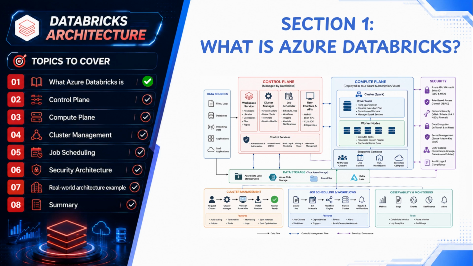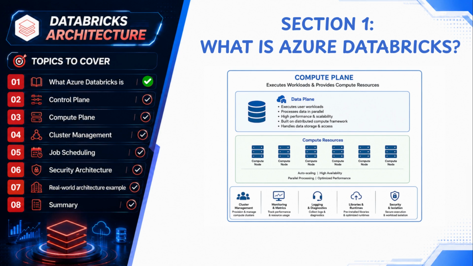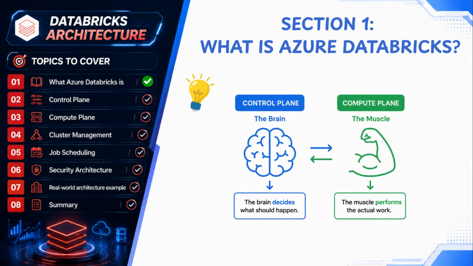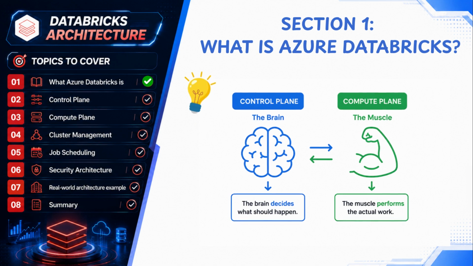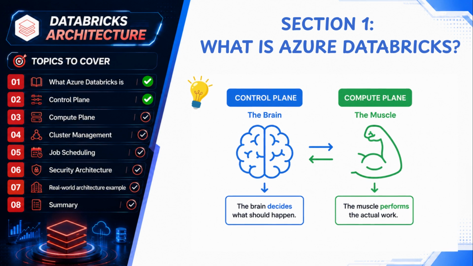At the highest level, Azure Databricks is divided into two major components. First is the control plane, and the second is the compute plane. This separation is one of the most important concepts in Databricks architecture. The control plane is managed entirely by Databricks, and the compute plane is where your actual workload executes. Think of it like this: the control plane is the brain, and the compute plane is the muscle. The brain decides what should happen, and the muscle performs the actual work.